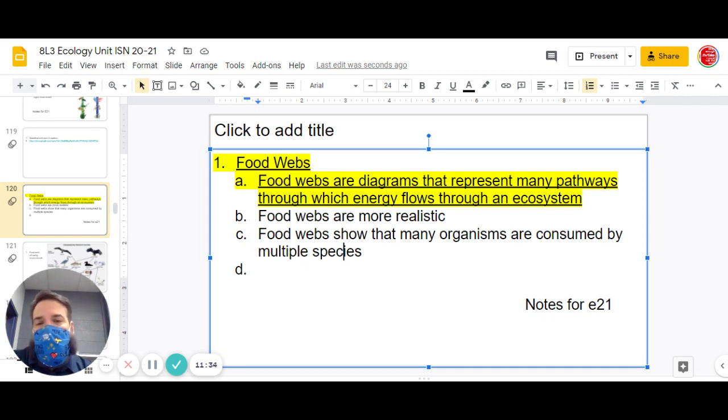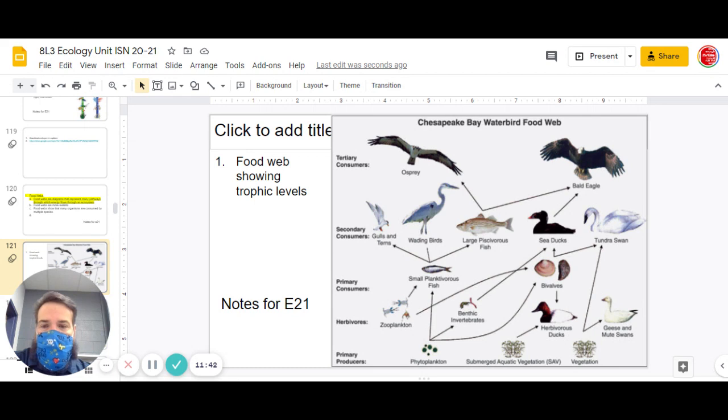Food webs show that multiple things are eaten by multiple organisms. All right, so let's take an example here. Here you have an osprey. Now, according to this, the osprey only eats this large piscivorous fish. But then if we look at this small planktivorous fish, so it's a fish that eats plankton, it's eaten by 3 different birds. If we look at this bald eagle, it might eat a duck or it might eat a fish. So it has 2 sources of food.